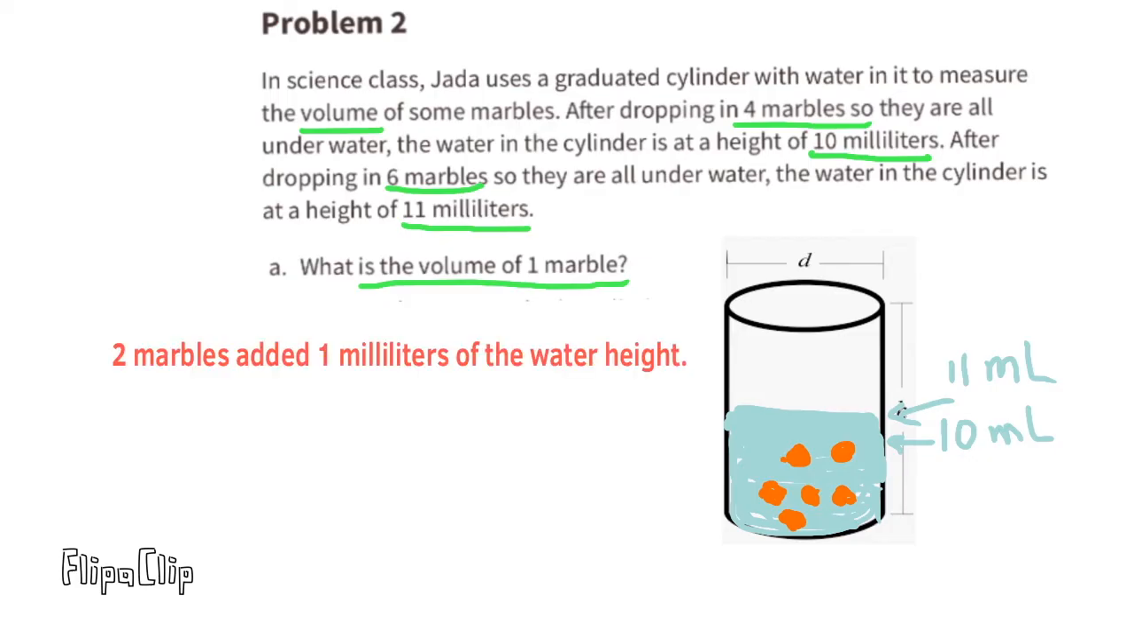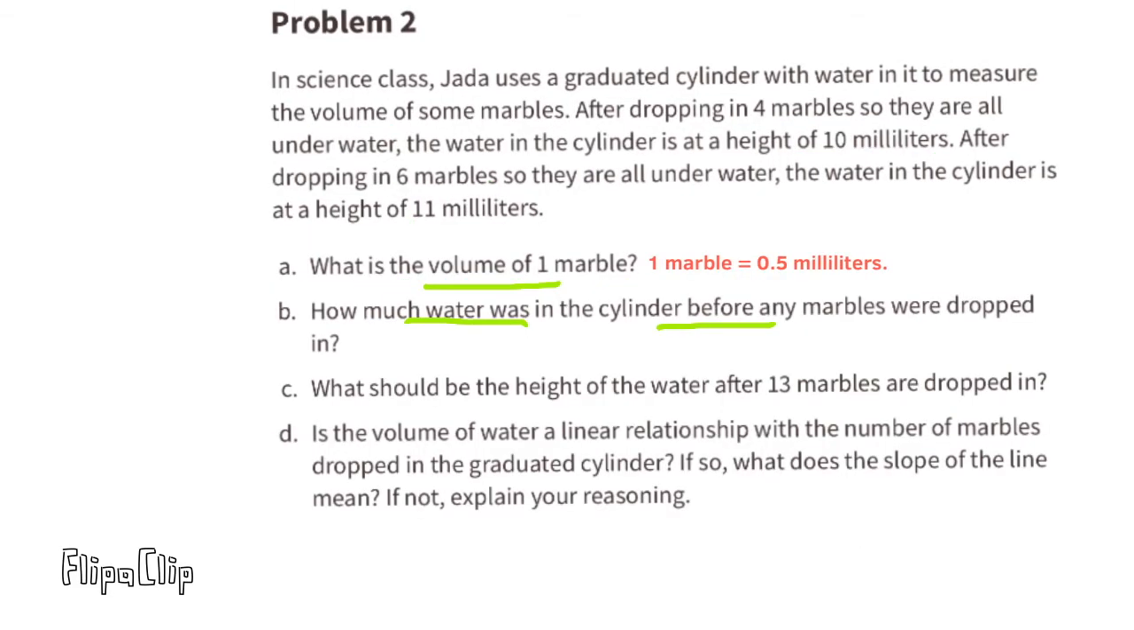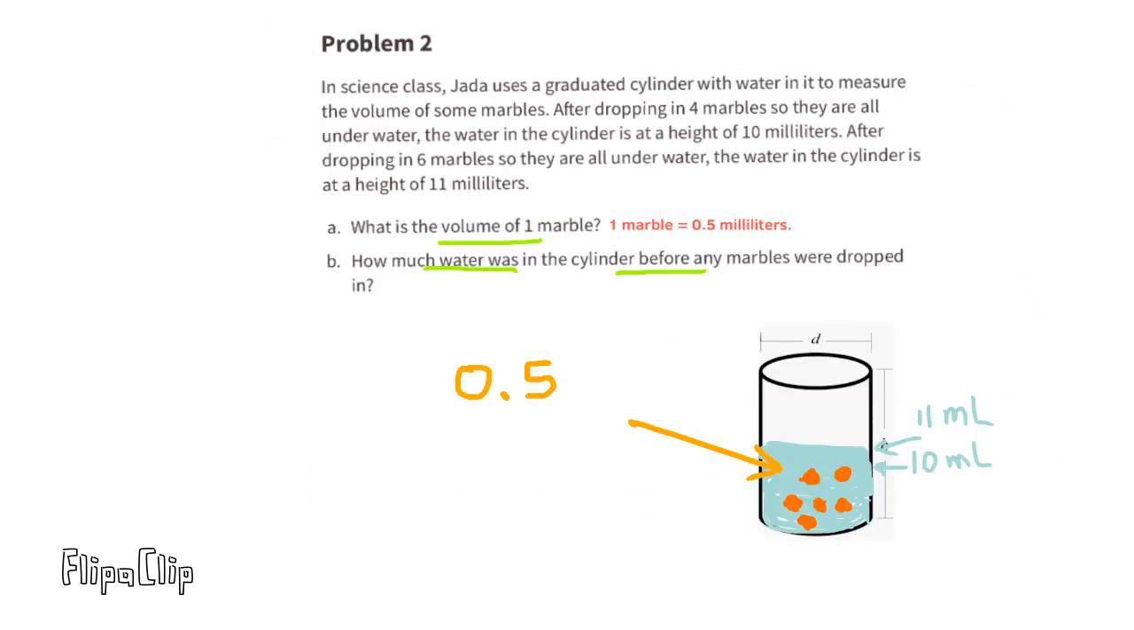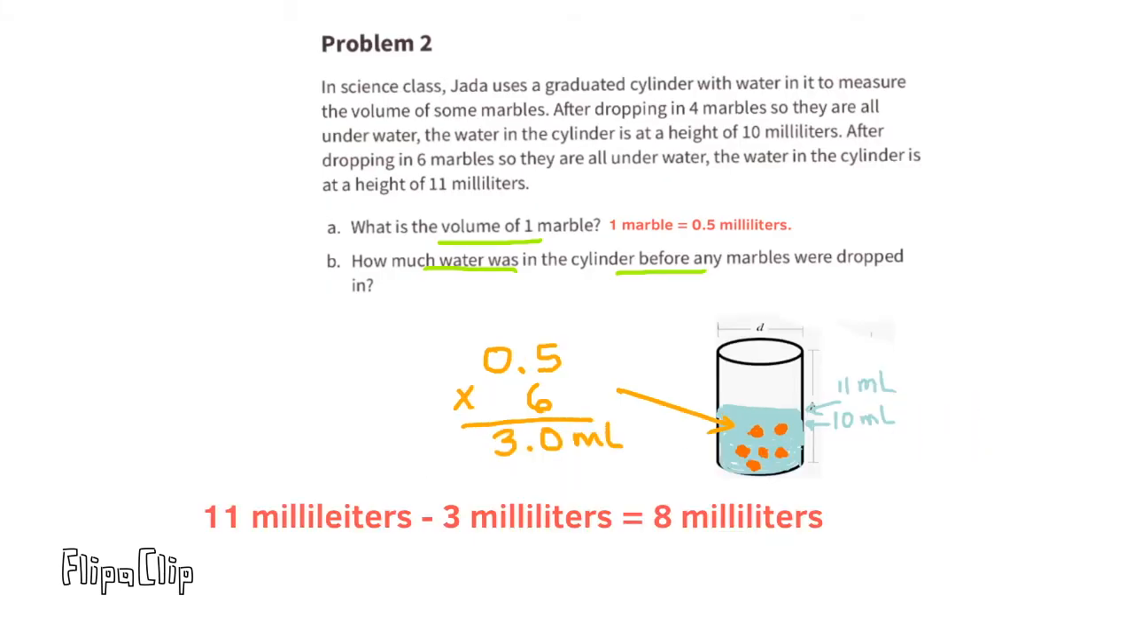2 marbles added 1 milliliter to the height of the water. That means that adding 1 marble adds 0.5 milliliters to the height of the water. So the volume for 1 marble is 0.5 milliliters. B. How much water was in the cylinder before any marbles were dropped in? The volume of each marble is 0.5 milliliters. 0.5 milliliters times 6 marbles equals 3 milliliters. 11 milliliters minus those 3 milliliters equals the 8 milliliters that was originally in the graduated cylinder.